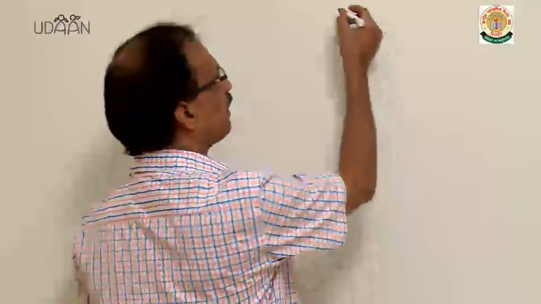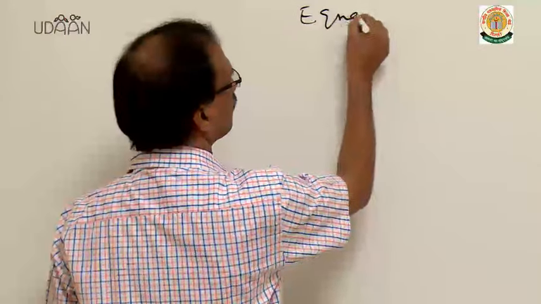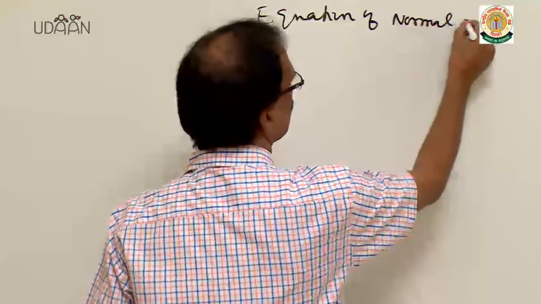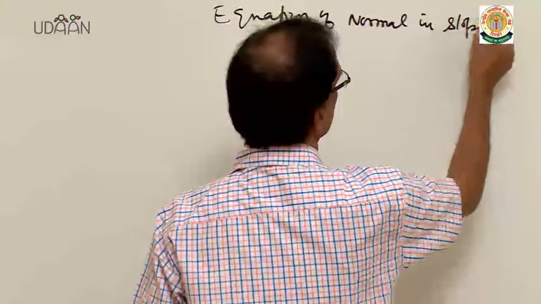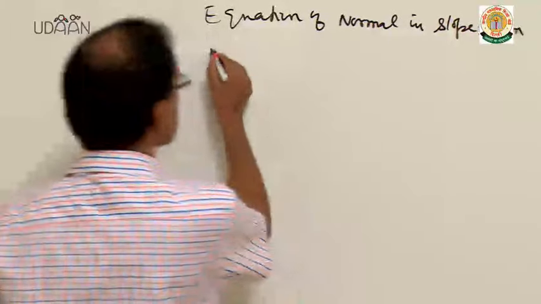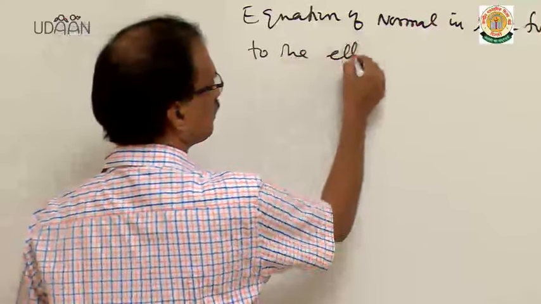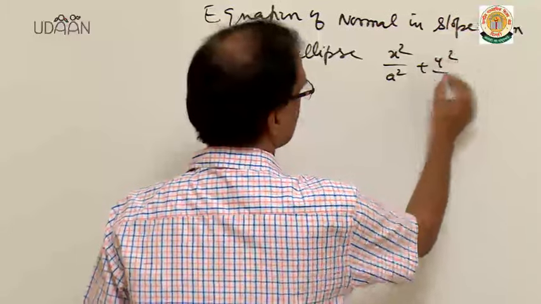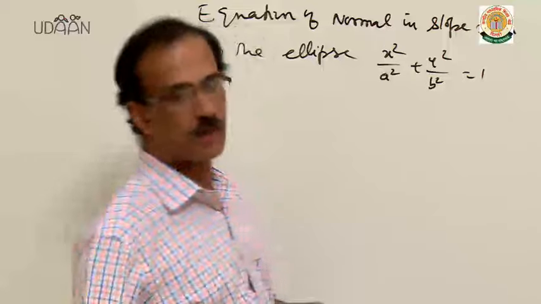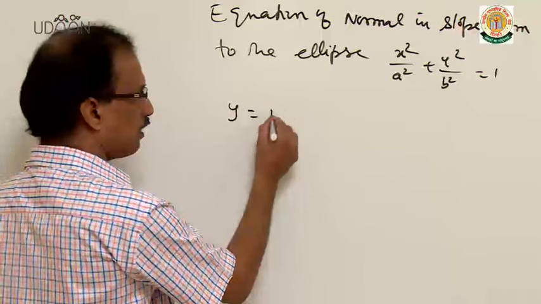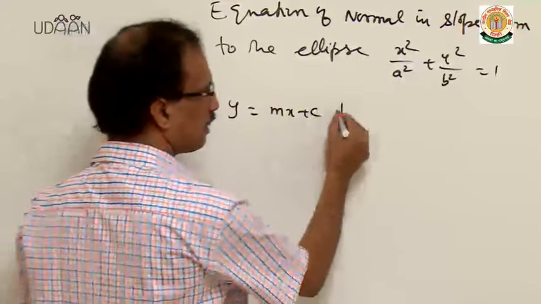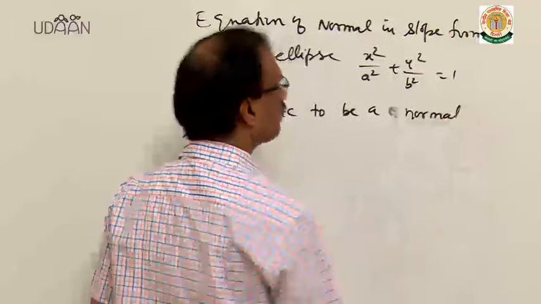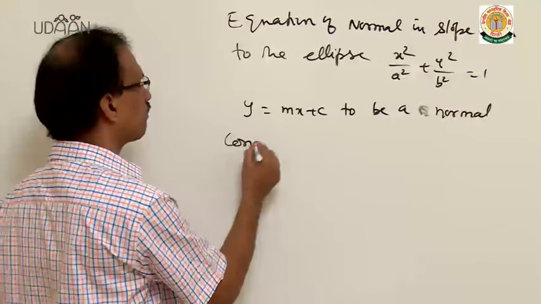Equation of normal in slope form, to the ellipse x square by a square plus y square by b square equal to 1. Normally we say y equal to mx plus c to be a normal. Then what is the condition for the normality?